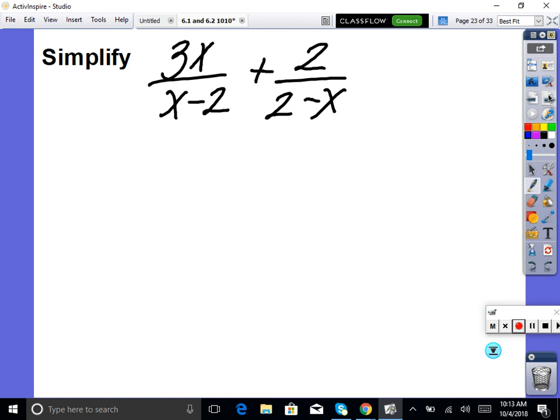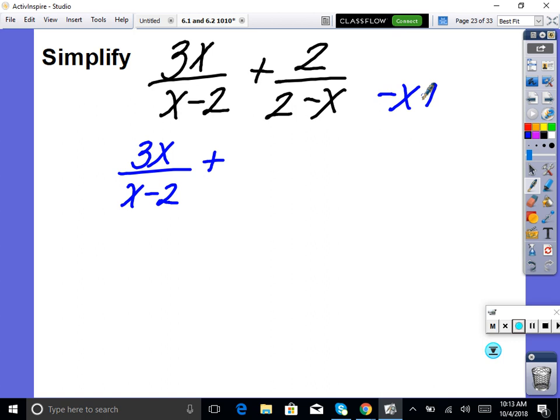So remember, the first step is to factor out the denominators only. So this denominator is good, so I rewrite it: 3x over x minus 2. Now plus, this denominator is not factored, and it's not even written the correct way. Let's rewrite it correctly.